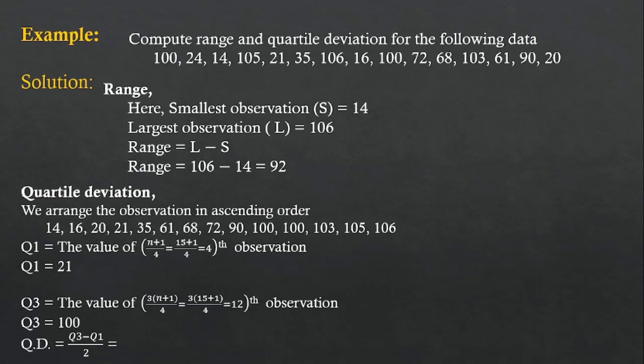Then quartile deviation is Q3 minus Q1 upon 2, which is equal to 100 minus 21 upon 2, which is equal to 39.5. This is our quartile deviation.